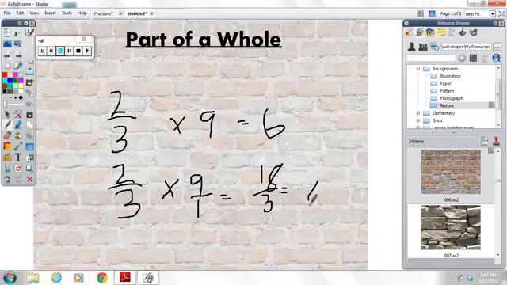And we know that 18/3 is equal to 6, which is the exact same answer that we found when we used our models. That's how you find part of a whole.